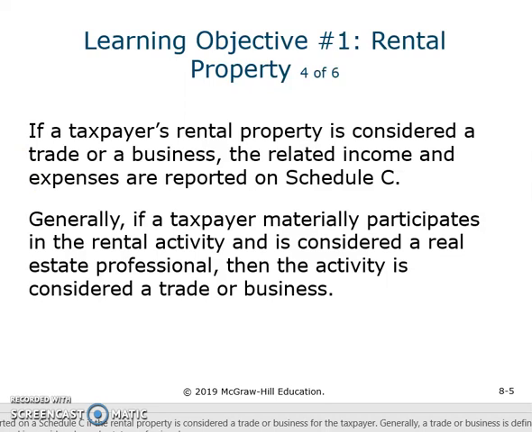If a taxpayer's rental property is considered a trade or business, if they are in a real estate profession, then the activity can be considered a trade or business, and the expenses and income are reported on the Schedule C instead of the Schedule E.